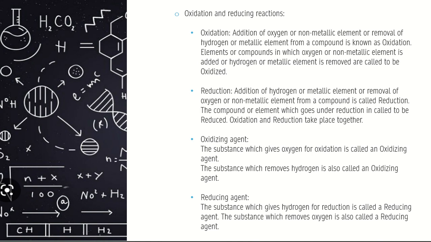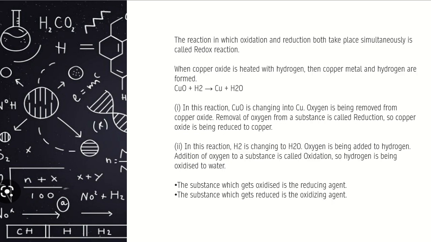Now, oxidizing agent. The substance which gives oxygen for oxidation is called an oxidizing agent. The substance which removes hydrogen is also called an oxidizing agent because oxidation is the addition of oxygen or removal of hydrogen. And then we have a reducing agent. The substance which gives hydrogen for reaction is called a reducing agent, and the substance which removes oxygen is also called a reducing agent because reduction is the addition of hydrogen or removal of oxygen. So, reactions in which oxidation and reduction both take place simultaneously are called redox reactions.